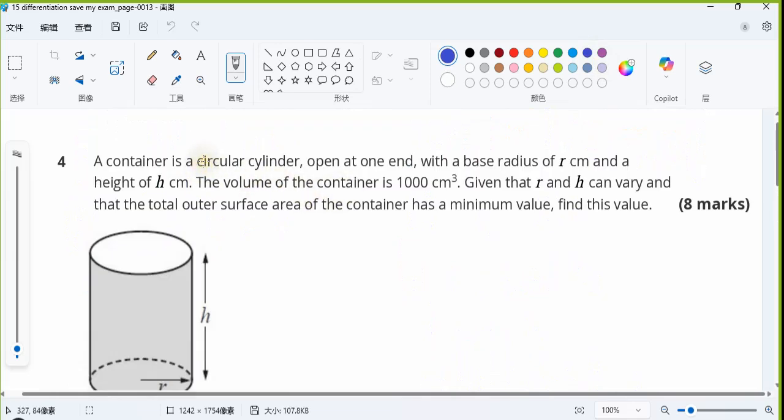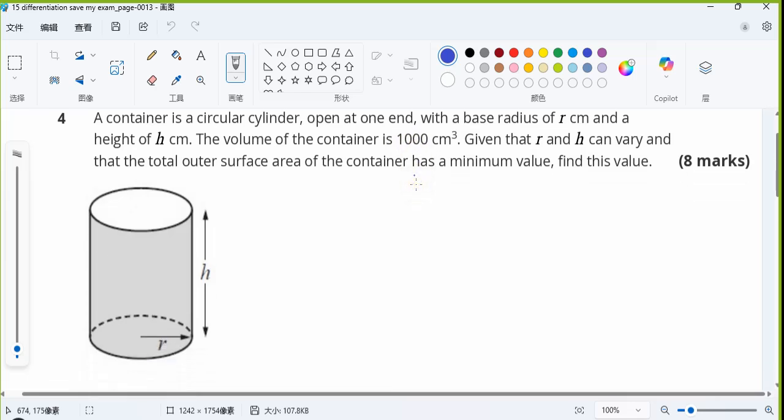Question number 4. A container is a circular cylinder open at one end, base radius r, height h, volume is 1000. Given that r and h can vary and the total outer surface area has a minimum value, find this value. So we know that volume is pi r squared h. So 1000 is pi r squared h. So the h will be 1000 over pi r squared.